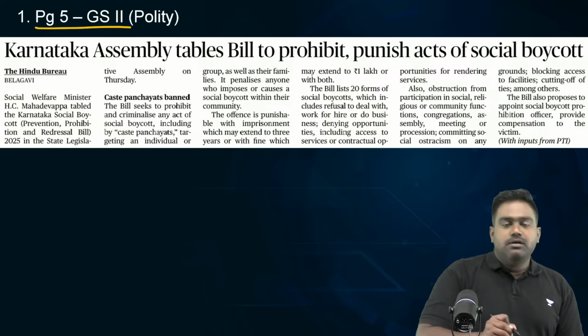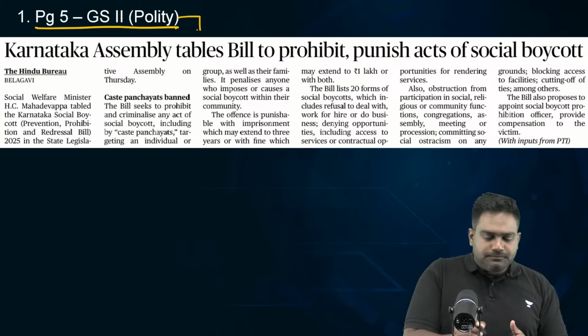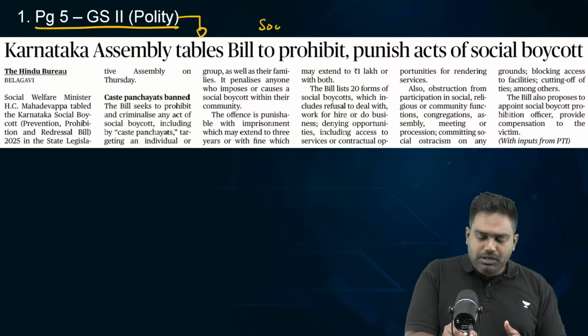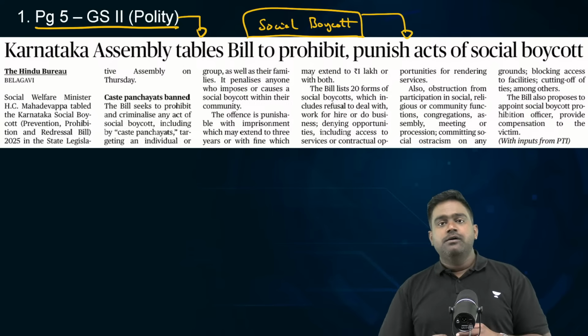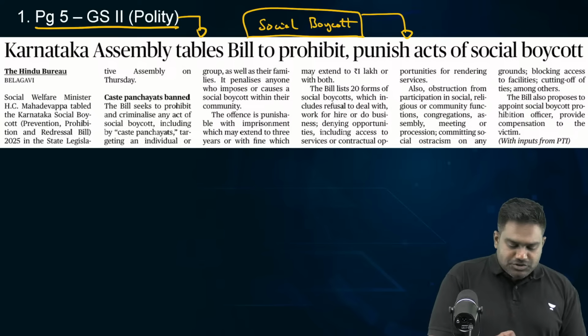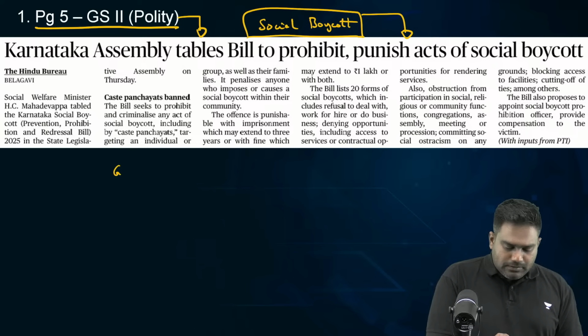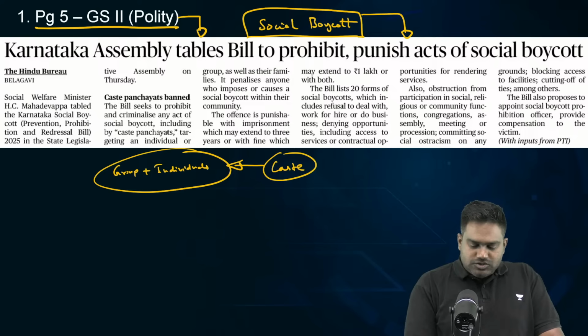Now, coming to the next topic, there's a related article. I told you Karnataka is pushing another bill, which is to deal with social boycott. The Karnataka government is pushing another bill in the assembly to deal with social boycott, which has a huge impact on the society. Social boycott refers to the boycott of a group of people or individuals, mainly because of their caste, because of their background.